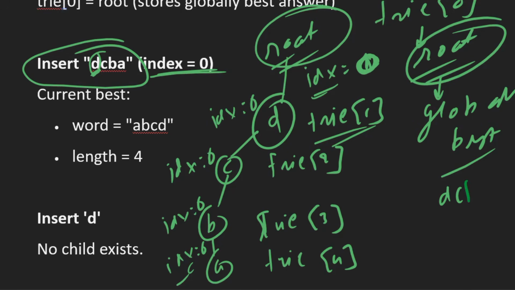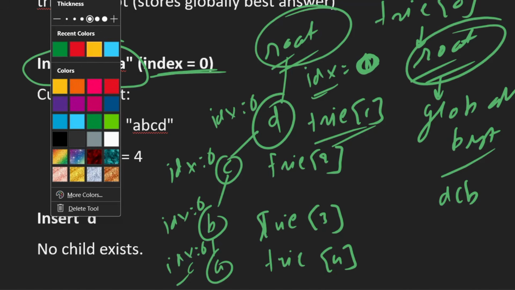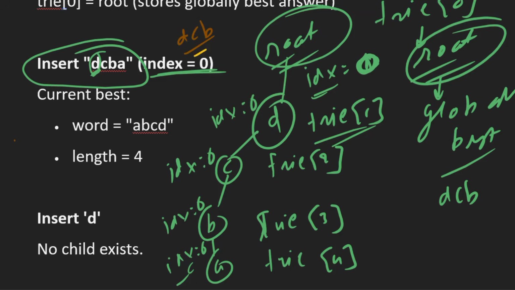Now the next thing we need to insert is dcb. We need to insert the next word, which is dcb. So we first come to the root, then we check the index value at root is 0, but the length of that word is 4, while our current word length is 3. So we need to update our answer, because this string has lesser length than the stored answer. So we update our answer from 0 to 1, right?